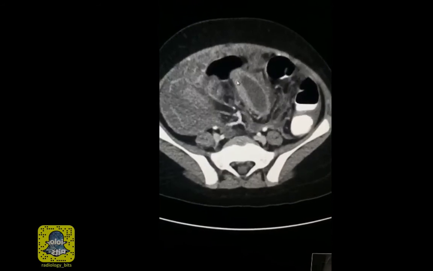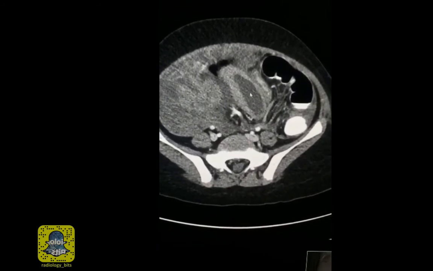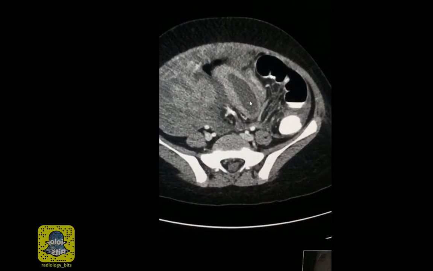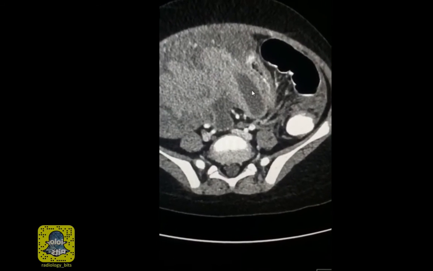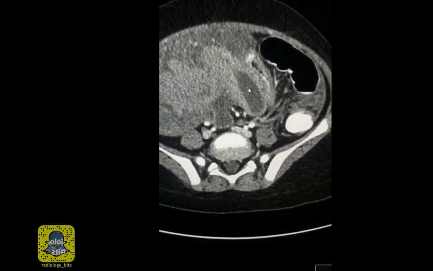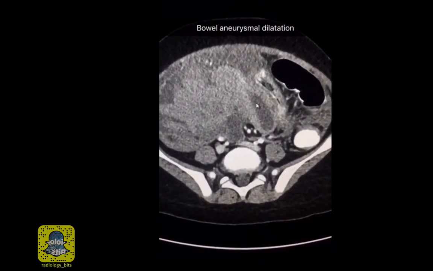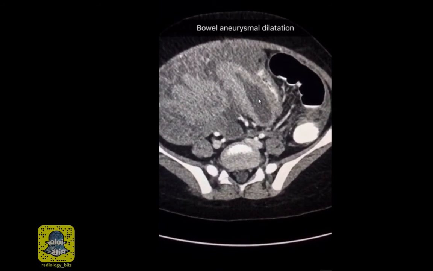This is even more clear in the terminal ileum, which is extensively thick, yet it has an internal lumen that's fluid-filled here. And instead of seeing luminal narrowing of the ileum, you see luminal dilatation. This paradoxical luminal dilatation is called aneurysmal dilatation of the bowel.